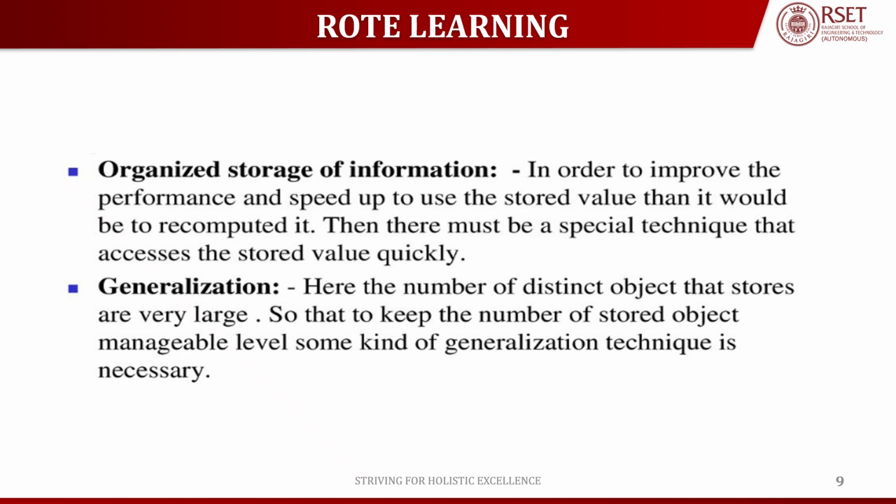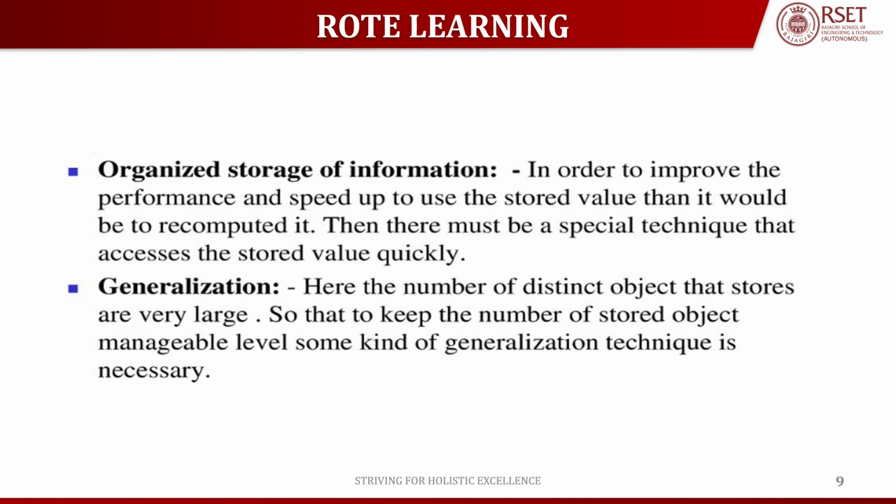Now we'll see organized storage of information and generalization. Organized storage of information means that, in order to improve performance and speed, using the stored value must be faster than recomputing it. Then there must be a special technique that accesses the stored value quickly, like that of a data cache. Generalization: the number of distinct objects stored is very large, so to keep the number of stored objects at a manageable level, some kind of generalization technique is necessary.